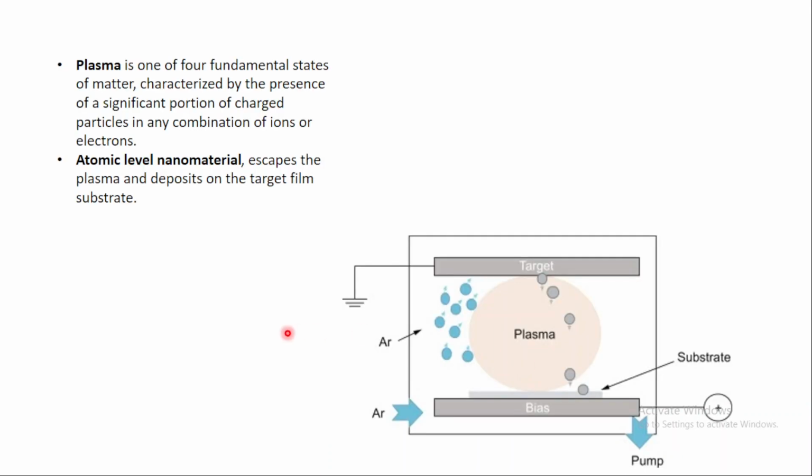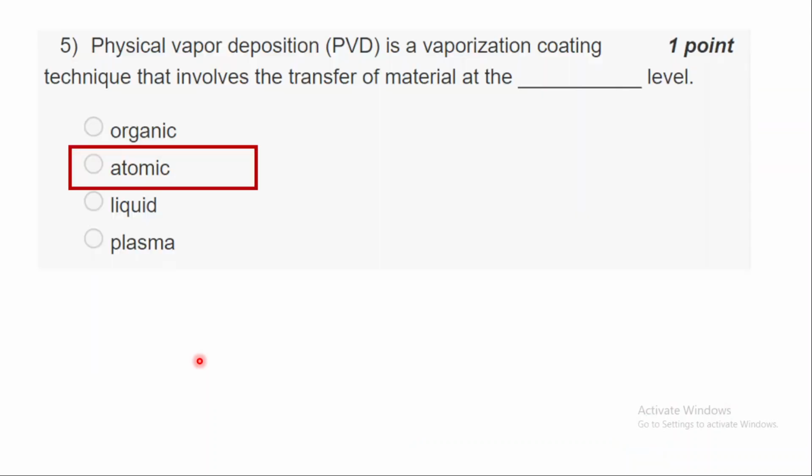Okay, so is it clear to the students? Please let me know in the chat. Is it clear to the students? So the answer to this question would be atomic level nanomaterial. The question was: physical vapor deposition is a vaporization coating technique that involves transfer of material at dash level. So it will be atomic level.